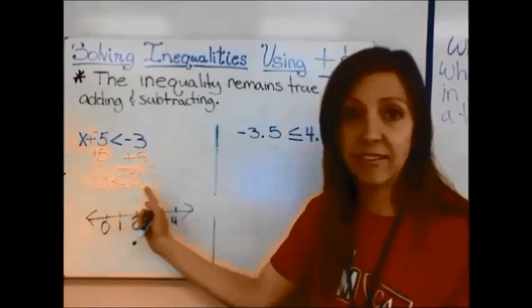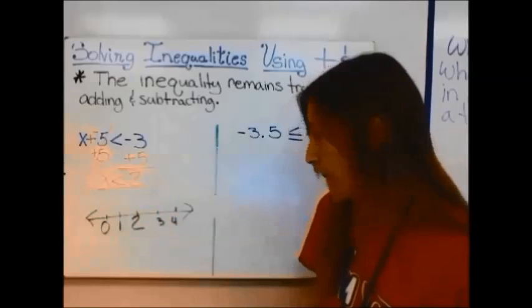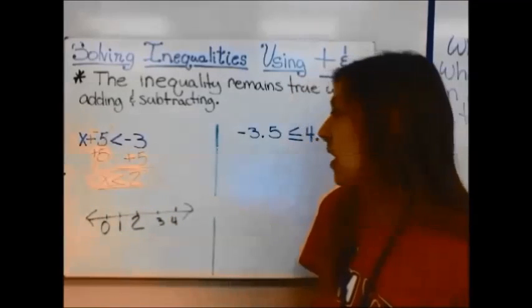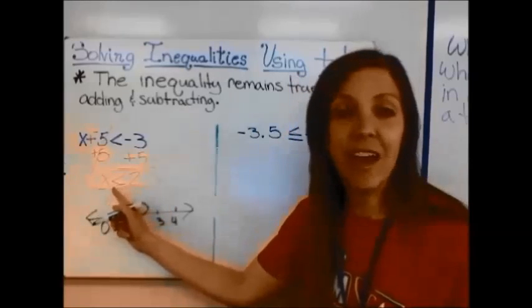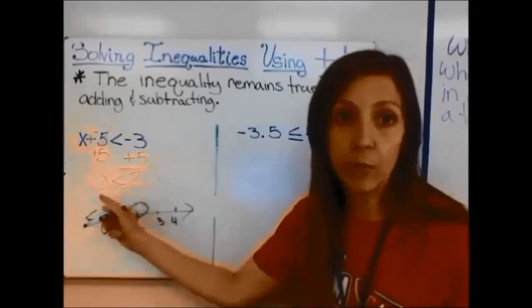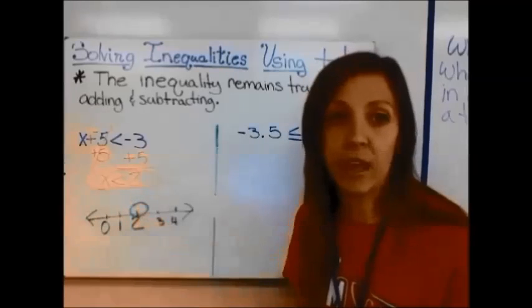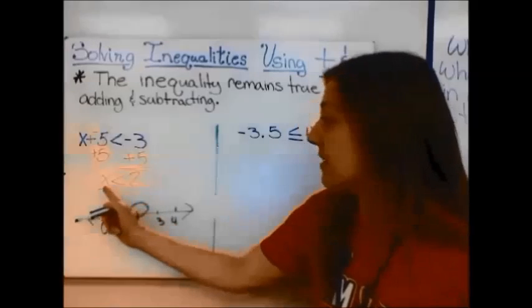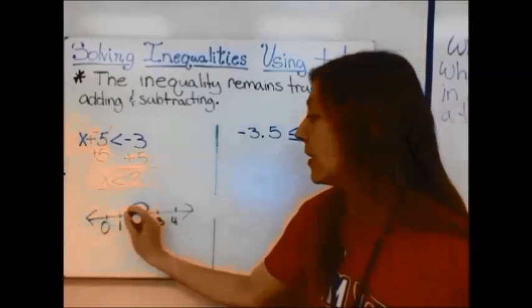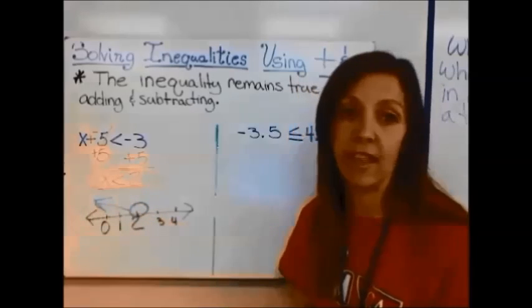Since x is less than 2, I'm just going to draw an open circle, because remember, if it does not have the or equal to sign on it, the circle should be open and clean on the inside, not colored in. And since x is less, I'm going to point to all the numbers that are less than 2. So my arrow is going to point to the left.